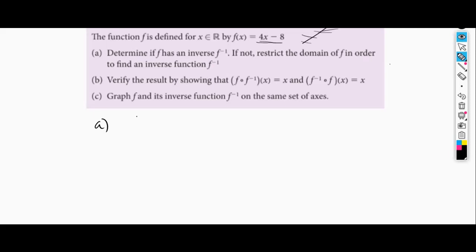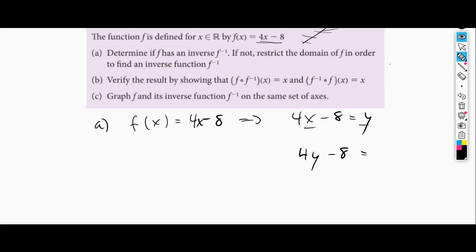Since we have that f of x is equal to 4x minus 8, we can rewrite this by saying that 4x minus 8 is equal to y. In order to find an inverse, we swap the x with the y. So we rewrite this as 4y minus 8 equals x, and then solve for y. We get that y is equal to x plus 8 over 4. So this would be the inverse function of f.